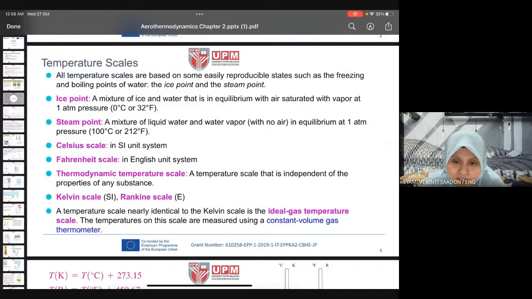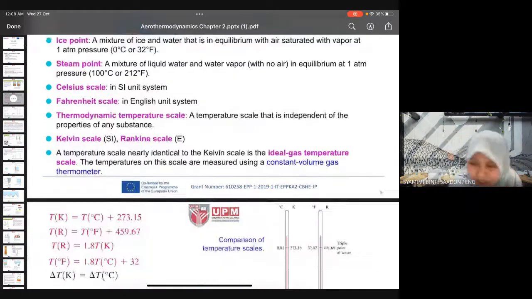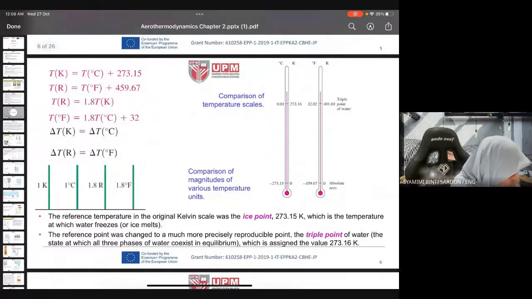Thermodynamic temperature scale. A temperature scale that is independent of the properties of any substance. It doesn't depend on whether the substance is in liquid, gas, or solid. And then the Kelvin scale, Rankine scale. Kelvin is the SI unit, other than Celsius. Just some definitions, so it's okay.